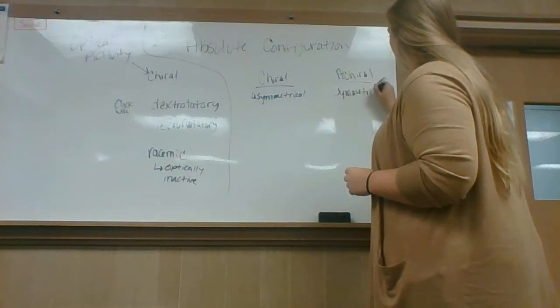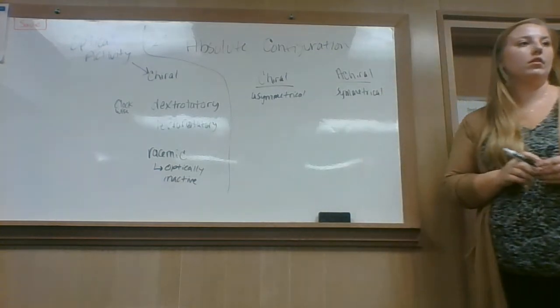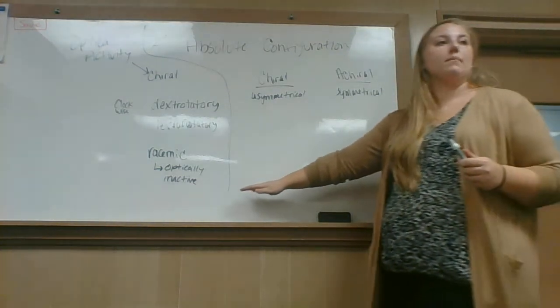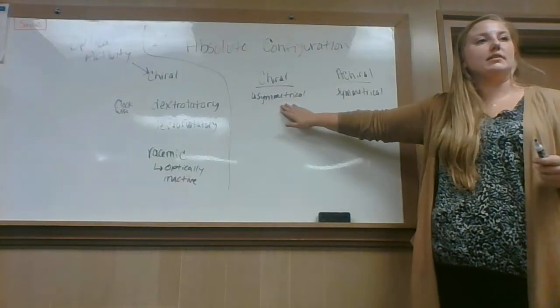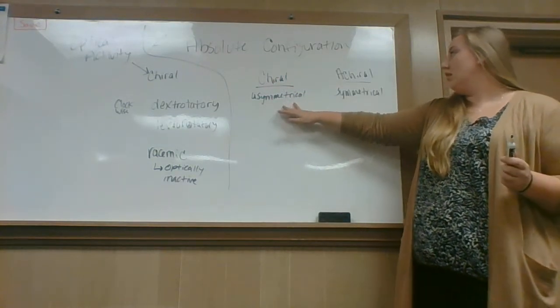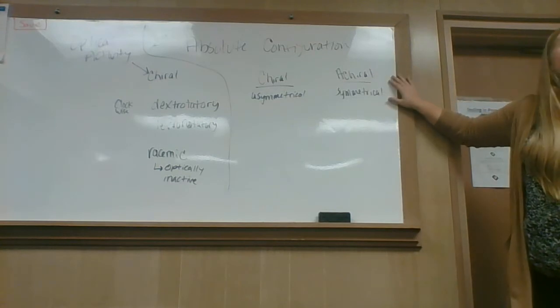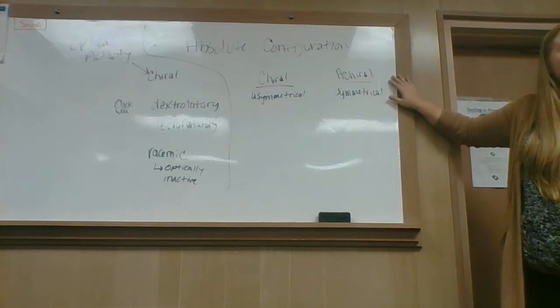Racemic is optically inactive, which means you don't see movement, right? Right, no optical activity. So if something is chiral, it has at least one asymmetric carbon. If something's achiral, it has some form of symmetry in the molecule. Okay?